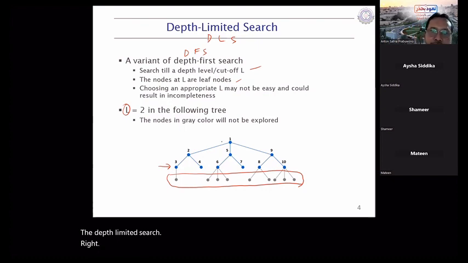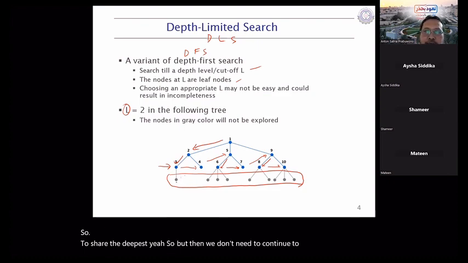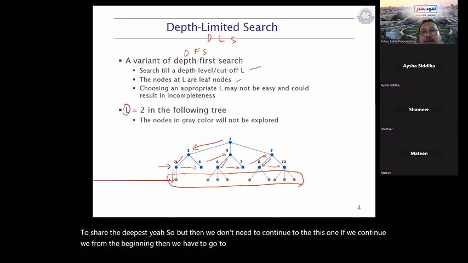So we go as usual: go to the deepest one here, then to here, and then back to the second one, and the deepest again, and again the deepest. Those are the deepest. But then we don't need to continue to this one. If we continued from the beginning, then we would have to go to the bottom, the deepest one.